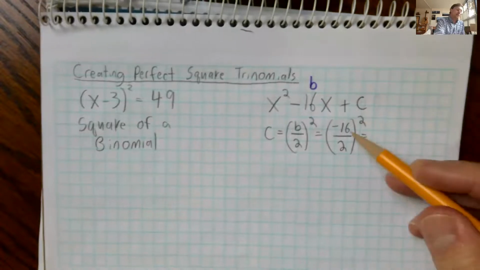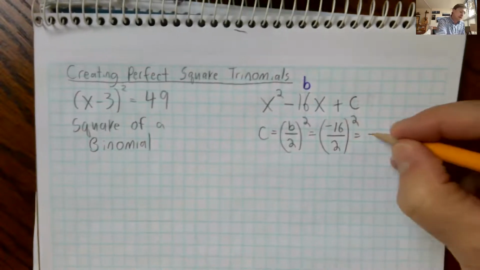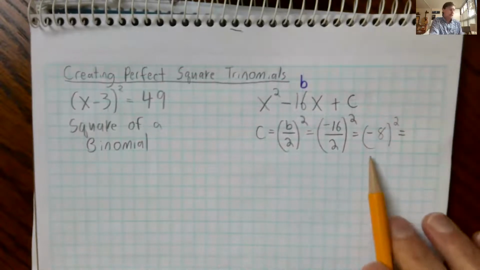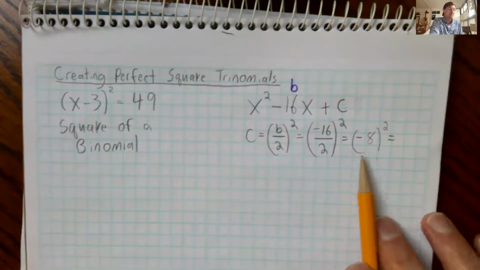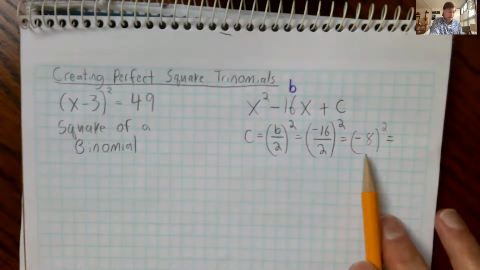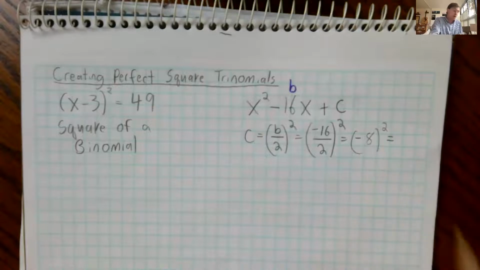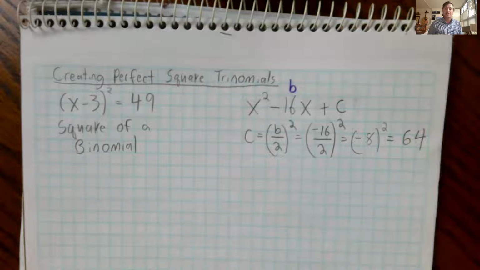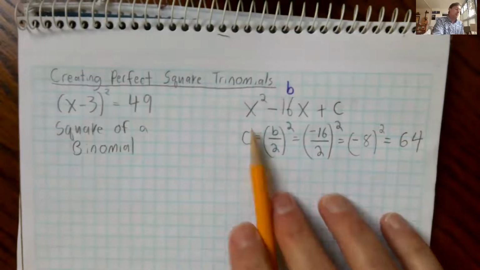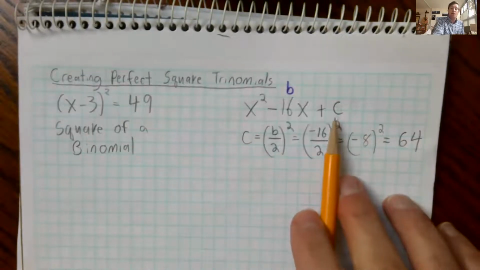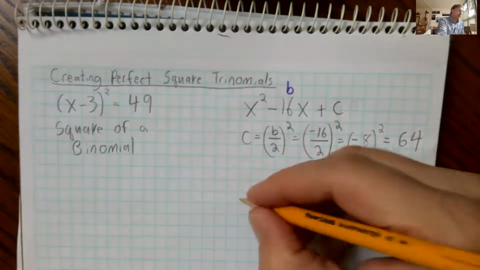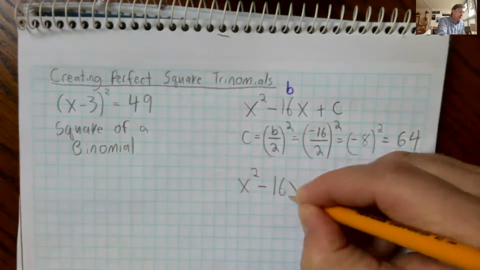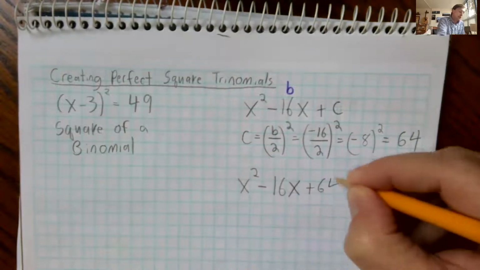Figure out what's in the parentheses. Negative 16 divided by 2 is negative 8. And all that's going to be squared. And just like what we talked about earlier today, it doesn't matter if that number inside the parentheses is positive or negative. If we're squaring it, we're going to end up with a positive number. And that positive number is 64. So I'm going to then add that 64 back in for our C here, and I'm going to end up with x squared minus 16x plus 64.